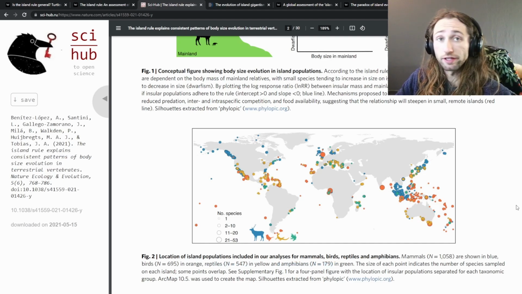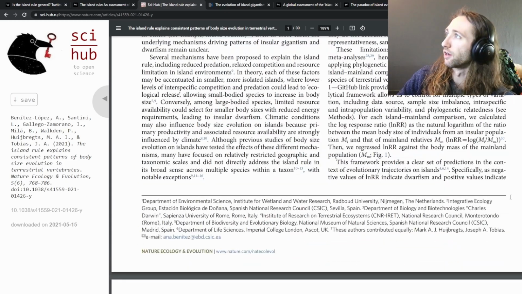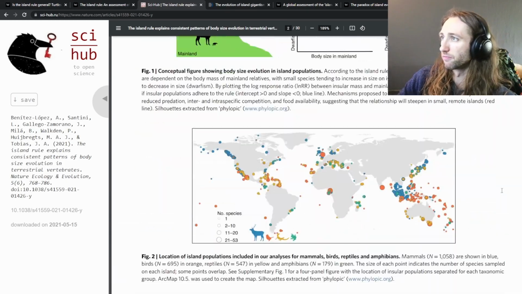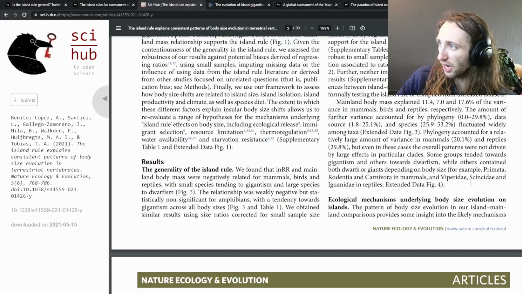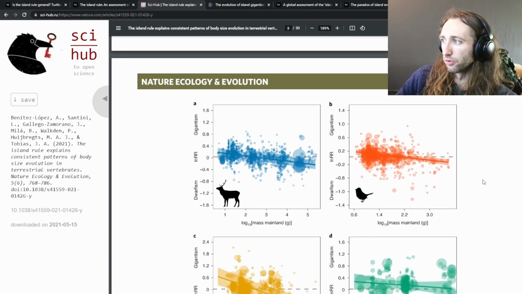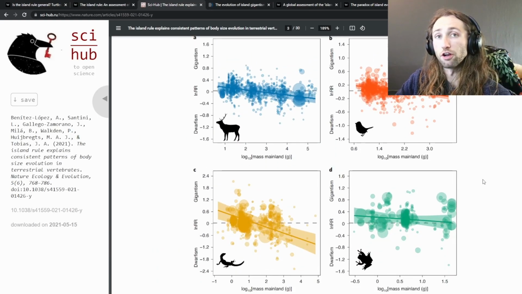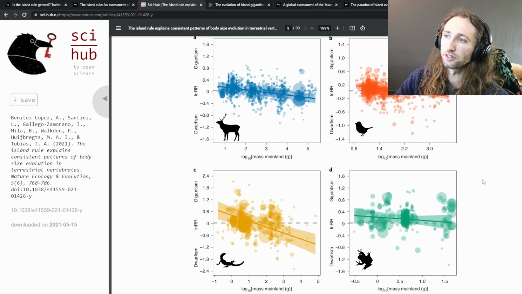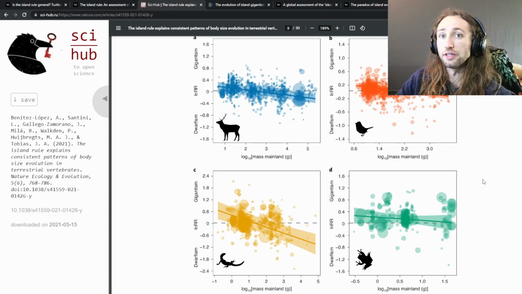So this is a very large sample size, and it looked at it across the vertebrate species. And they found that the island rule is consistent in almost all groups. It's not consistent. It's not found in the amphibians.